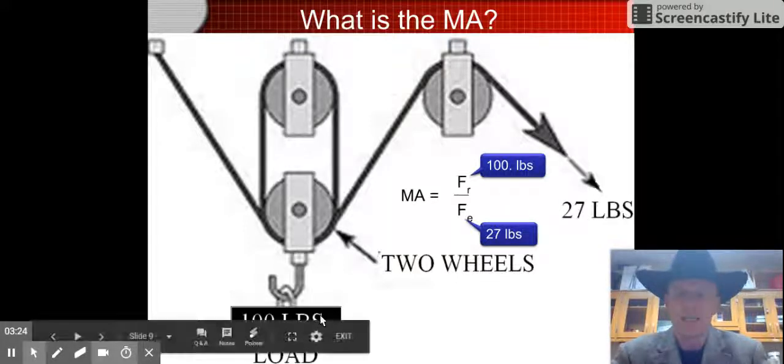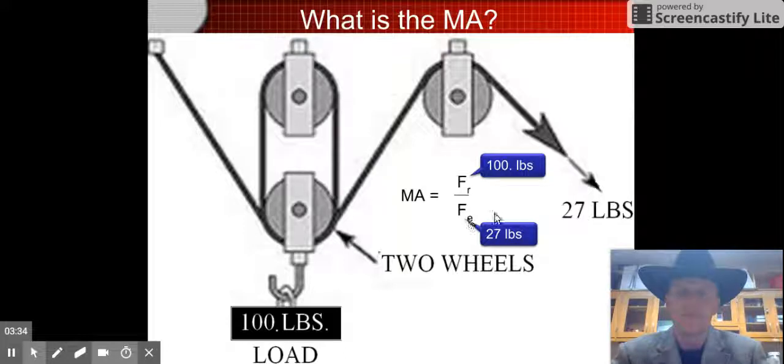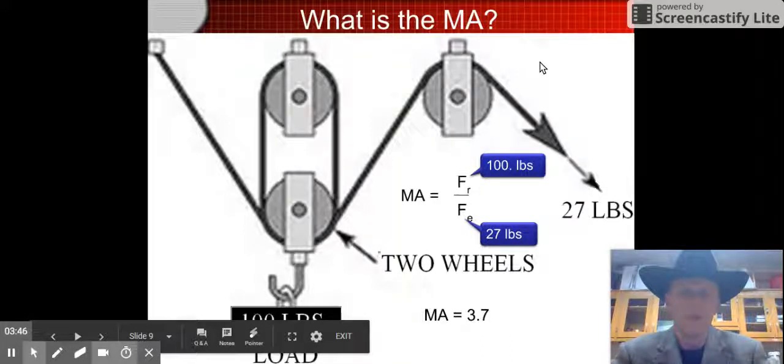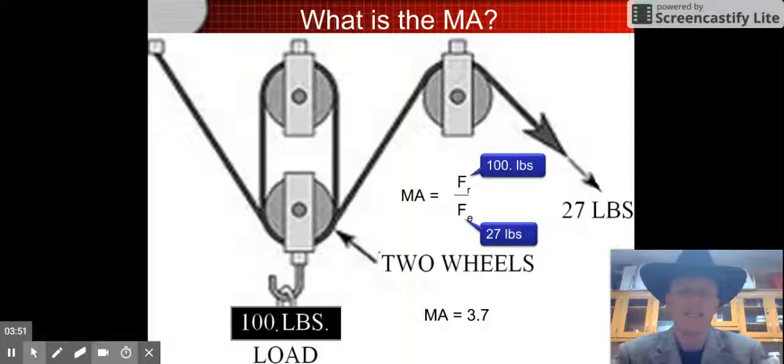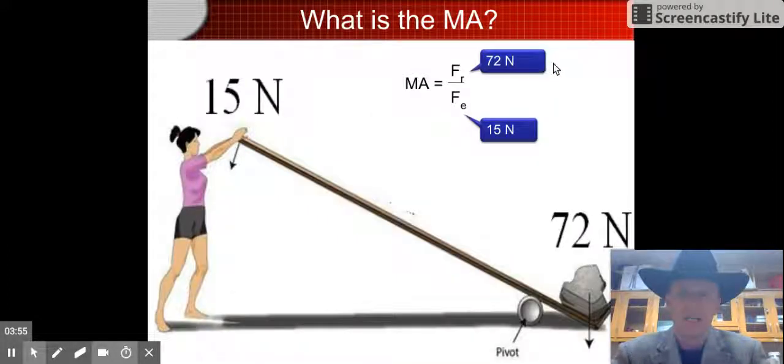Anyhow, you take 100 pounds. The lifting force is going to be the load, your F sub R. You divide it by the F sub E, which is the effort side. So you actually grab hold of this rope right here and pull on it. That's going to be your effort side. When you divide those two, you get the answer. So using this pulley system to lift that 100 pounds would be 3.7 times easier than lifting 100 pounds straight up.